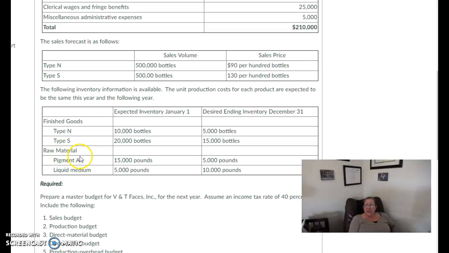In raw material, we expect to have on January 1st for pigment A 15,000 pounds and 5,000 pounds for desired ending inventory on December 31st. The liquid medium, 5,000 pounds expected inventory at the beginning of the year. And at the end of the year, we have a desired ending inventory of 10,000 pounds.